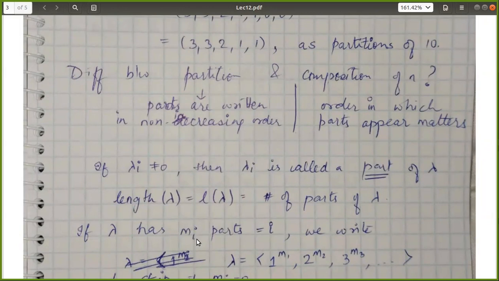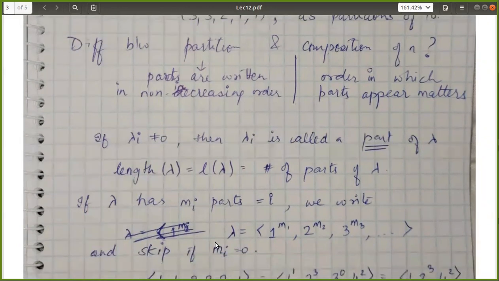Similarly, m5 is 0. m6 is 0. Because there are no parts of this particular lambda which are equal to 4 or 5 or 6 for that matter. So when you write lambda in this particular fashion, whenever those elements are 0, you skip them.